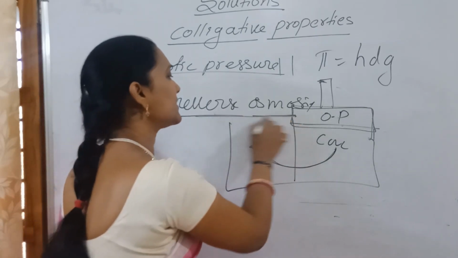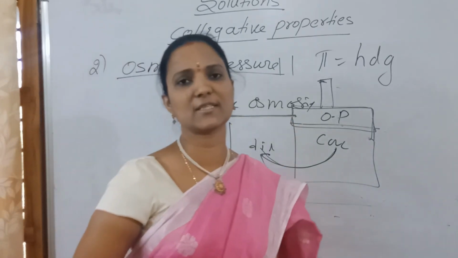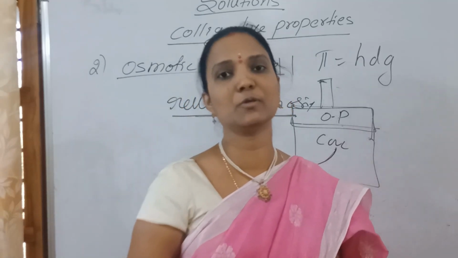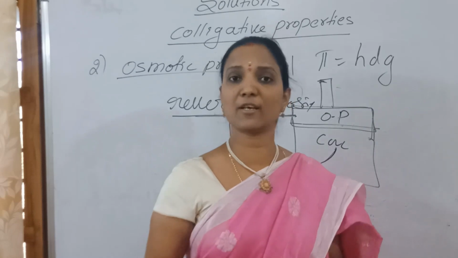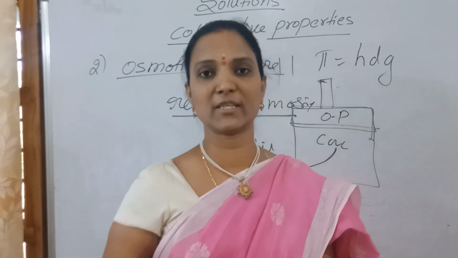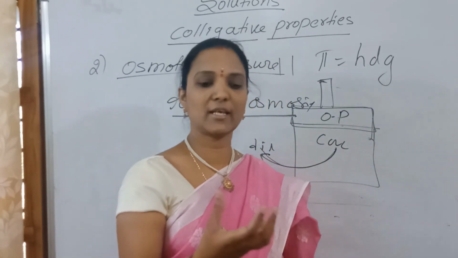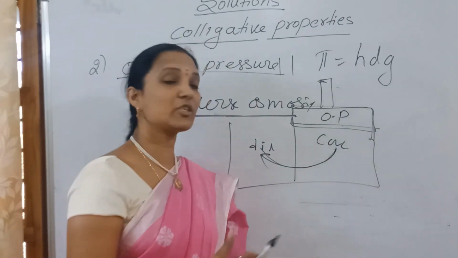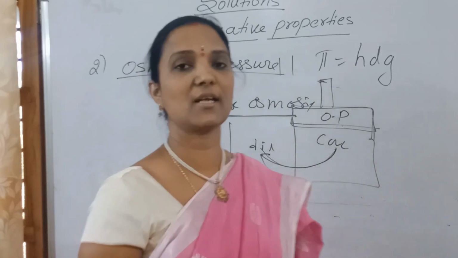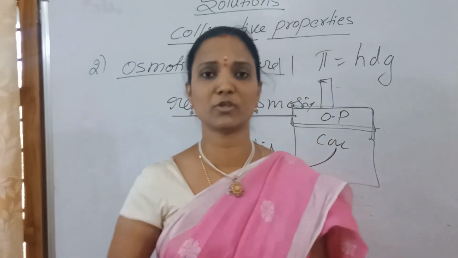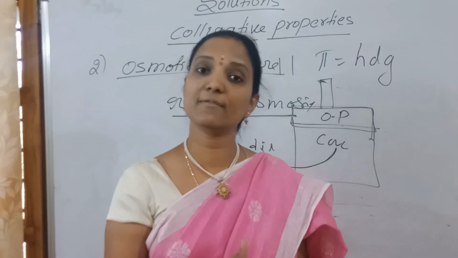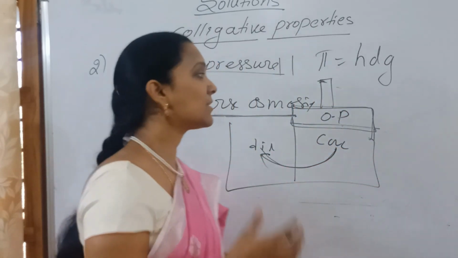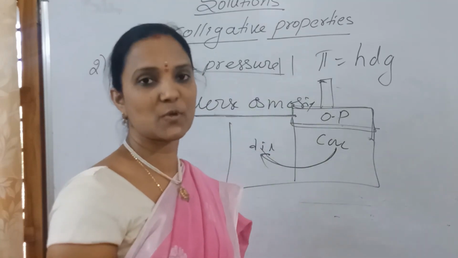What is the application of this reverse osmosis? First, applications of osmosis: flow of water from soil to different parts of plants, flowering of plants, and preservation of meat by adding salt. Bacteria lose water like that. Also preservation of fruit juices in sugar, and preservation of meat in salt. All these are applications of osmosis.